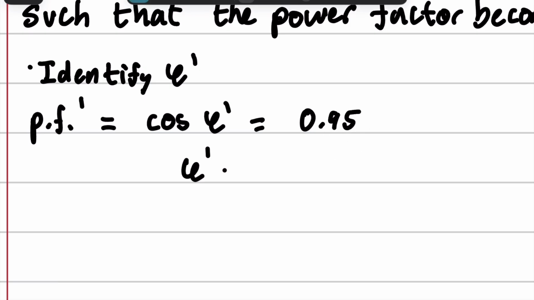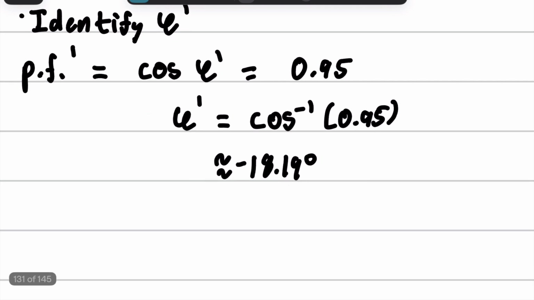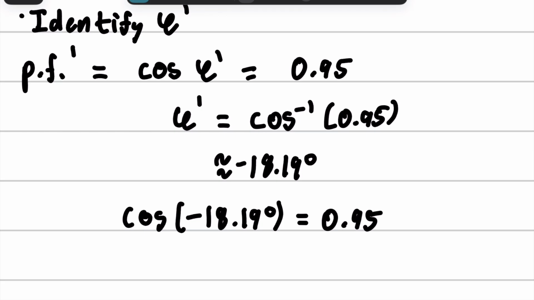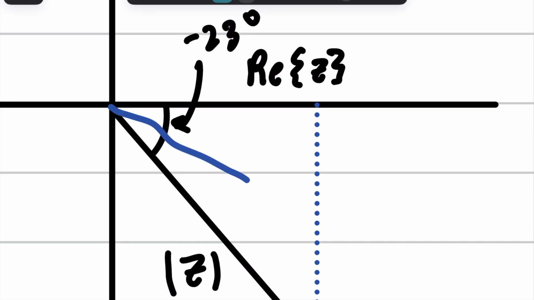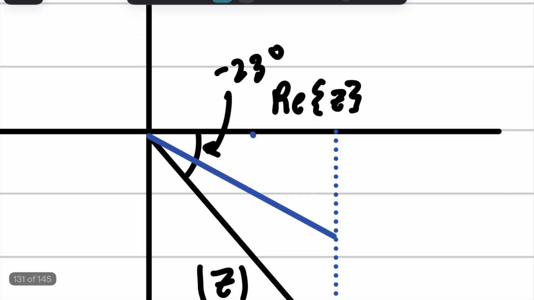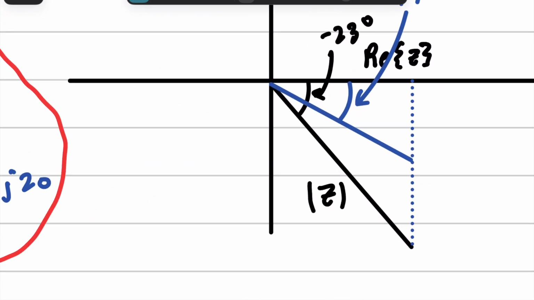And if we take the arc cosine of 0.95, we are going to get 18.19 degrees. But remember, we are more capacitive, and cosine is an even function, so we can stick our negative sign out here, because when we do cosine of negative 18.19 degrees, we should get 0.95 back out, okay? This is where step 3 comes in handy, and why we drew the graph in step 2. We can clearly see that our angle is much smaller now. It is negative 18.19.